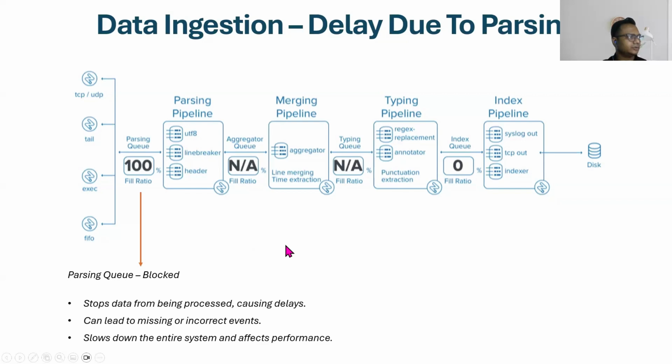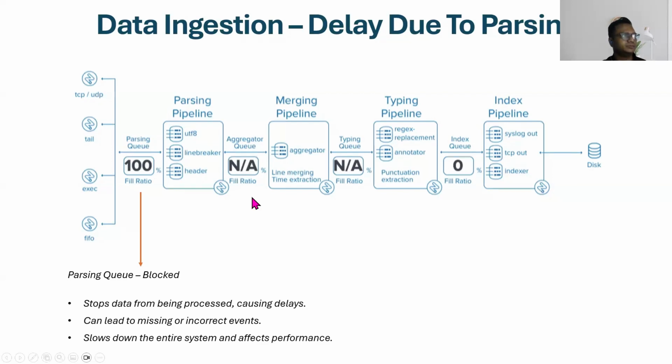So it stopped data from being processed. It caused delays. It caused missing and incorrect events, and it also slows down the system. That I will speak about in our next slide: how does it contribute to the effectiveness of our system performance? So those configurations contribute to this parsing.